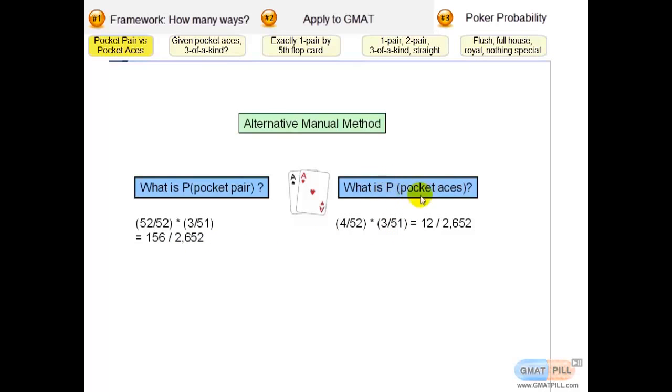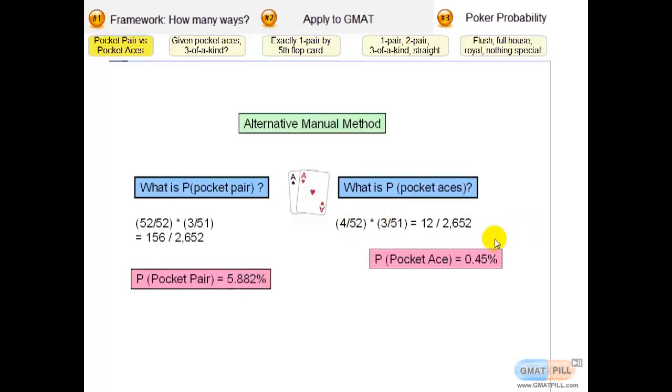And with pocket aces, well, that first card you choose, you can't just choose any card. You have to choose one of the aces. There's only 4 cards in that 52 card deck that are aces. Then once you pick that one, there's going to be 3 remaining. And then the deck reduces from 52 to 51. So if you multiply the sequence, you get this calculation, and it's the same result. You're still going to get 5.88% for the pocket pair and 0.45% for the pocket ace.